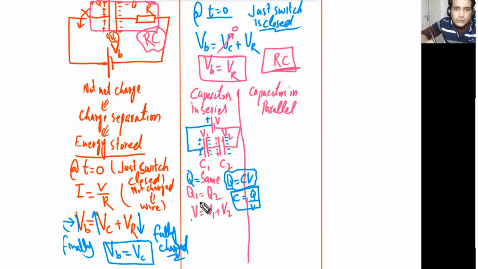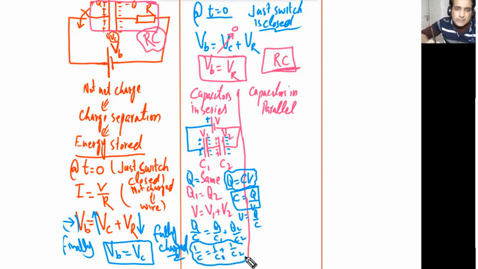If we rearrange this formula, V is equal to Q over C. So I can replace this with Q over C. This is the total capacitance, and here you find Q1 over C1, and this will be equal to Q2 over C2. So you will get 1 over C is equal to 1 over C1 plus 1 over C2. So this is the formula.